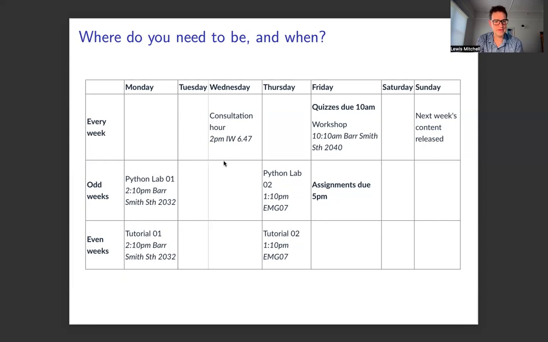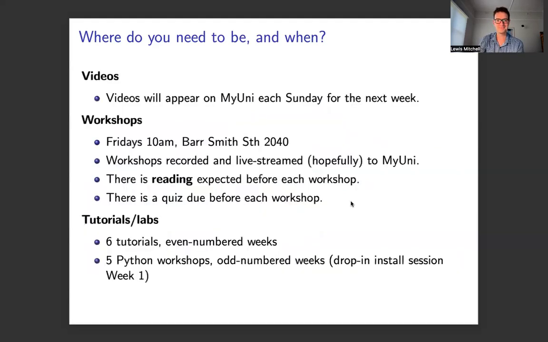And then there's a couple of other things. In odd-numbered weeks, we're going to have Python labs, starting from week 1 with a drop-in install session. In even-numbered weeks, we'll have traditional whiteboard tutorials where you work through the math stuff. And then assignments are going to be due in odd weeks, starting from week 3, 5 p.m. on Fridays, close of business Fridays. That's the structure of the course. If you remember nothing else from this, remember that, and you're going to know where to be and when.